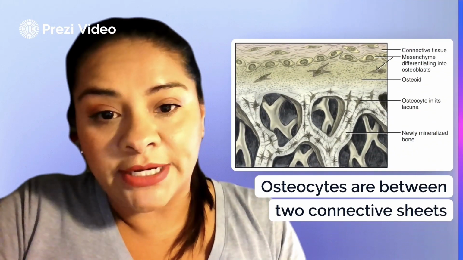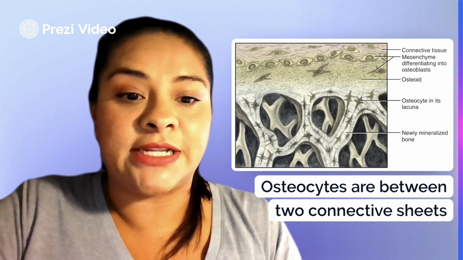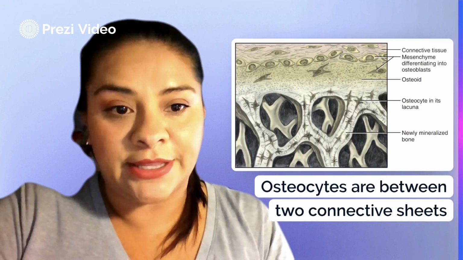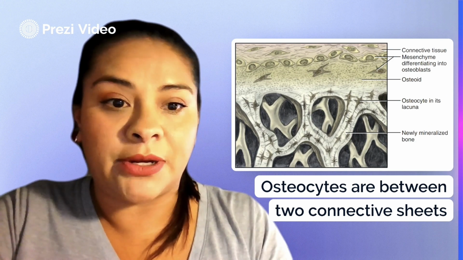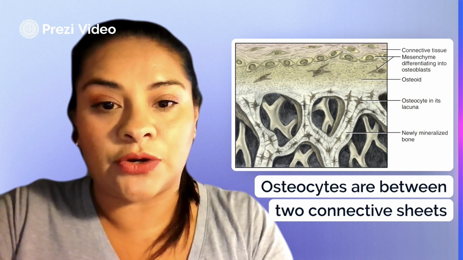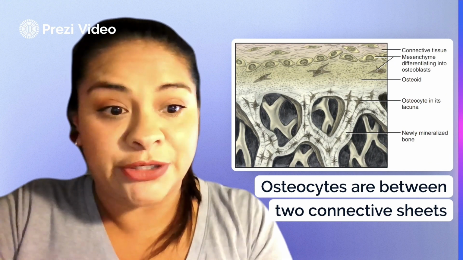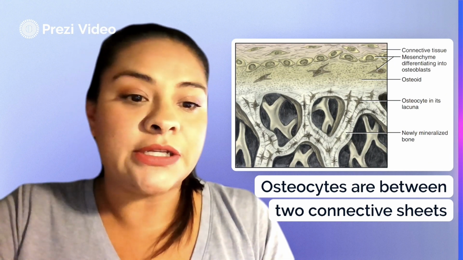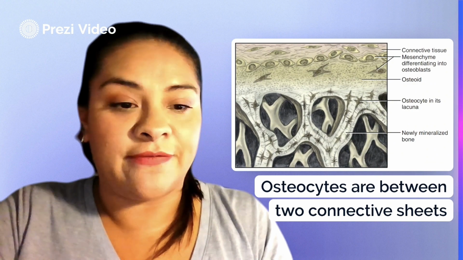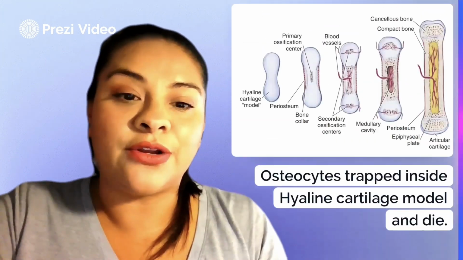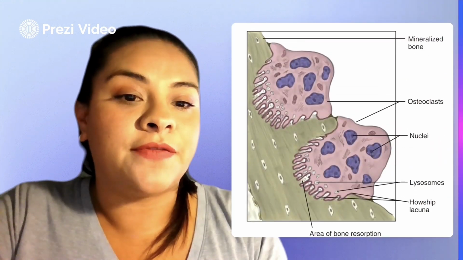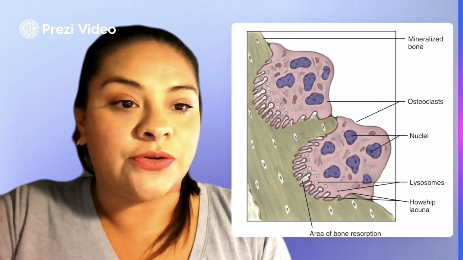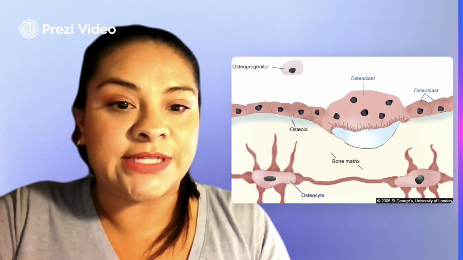As for the intramembranous ossification, the osteocytes are between two connective sheets, but they don't die. They are still there. So here you can see the connective tissue on top and then the newly mineralized bone on the bottom, and then the osteocytes are trapped within the lacunae in between. So here you have intramembranous ossification, and here you have the endochondral ossification, and here you have the osteoclast, and here you have the osteocytes within the osteoblast.